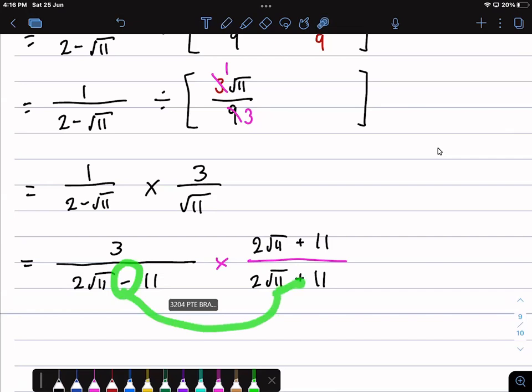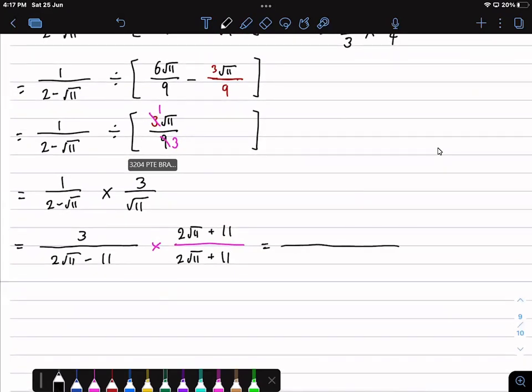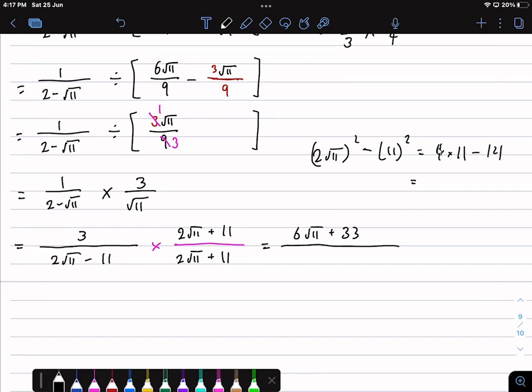Minus change into a plus. Then you get a square minus b square. No space. Okay, I'll squeeze it here. So it's just 3 times, sorry, my 11 looks like a 4. 6 root 11 plus 33. This one will become 2 root 11 square minus 11 square, which is 4 times 11 minus 121. Let's calculate that. 4 times 11 minus 121 is a negative 77.